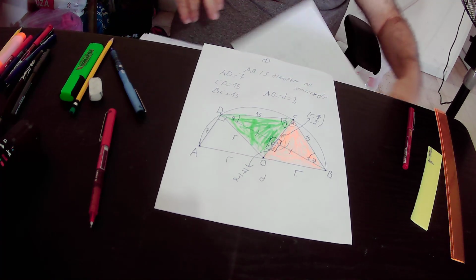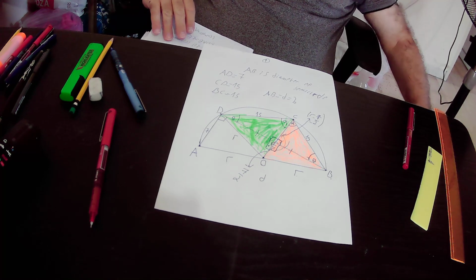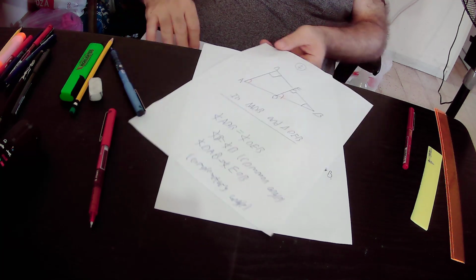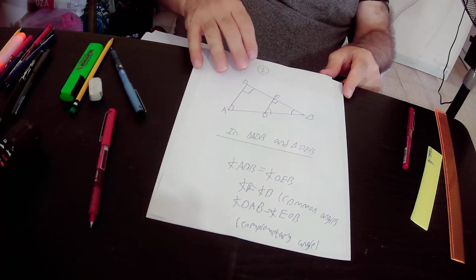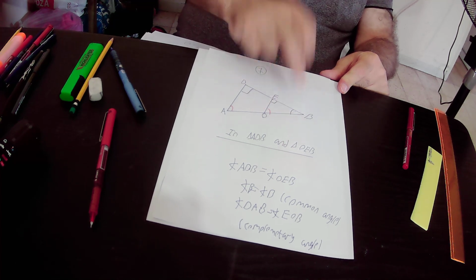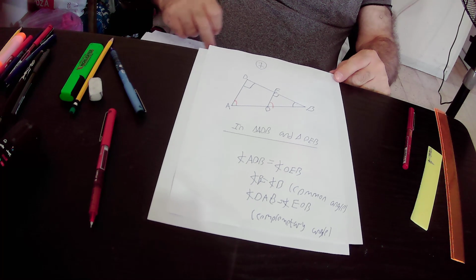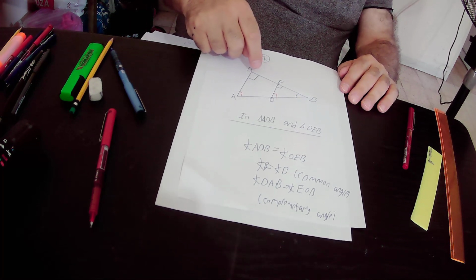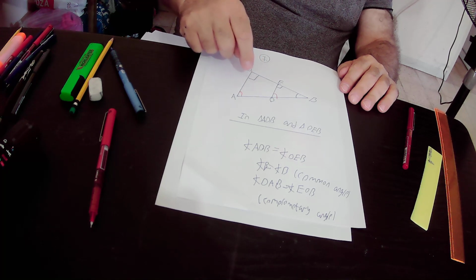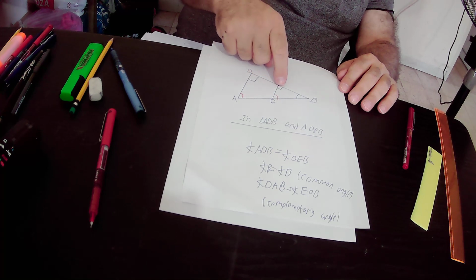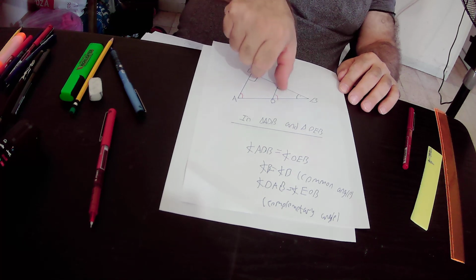So in the next step we focus on 2 triangles, triangle ADB, the big triangle ADB, and triangle EOB. On those 2 triangles we have angle ADB equals 90 degrees, and angle OEB also equals 90 degrees. So those 2 angles are equal to each other.